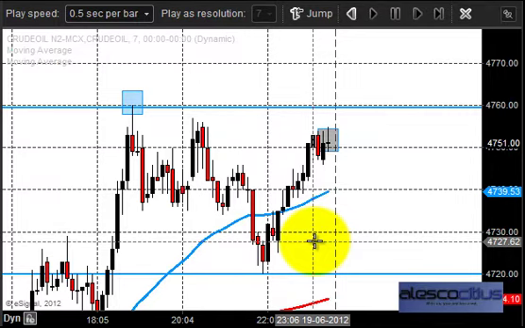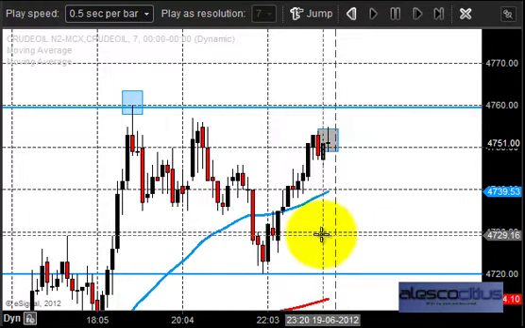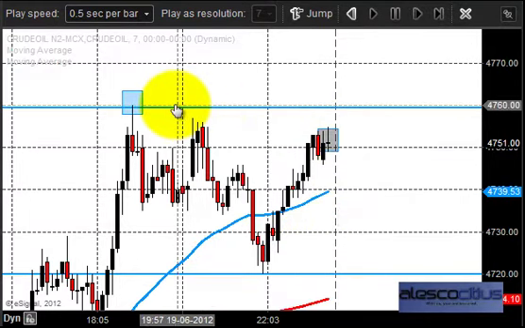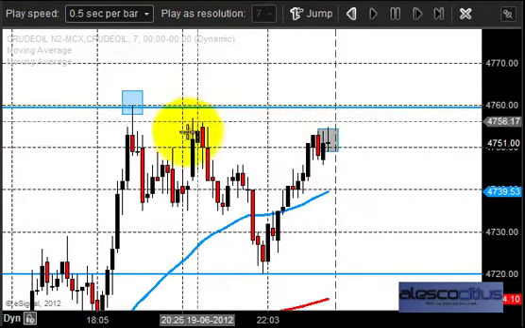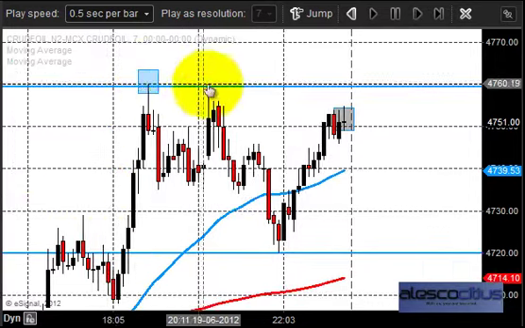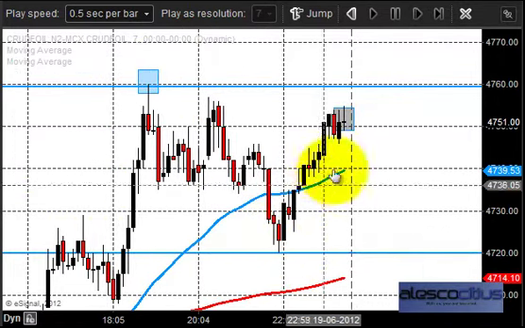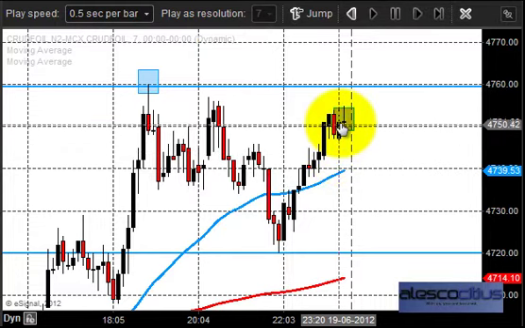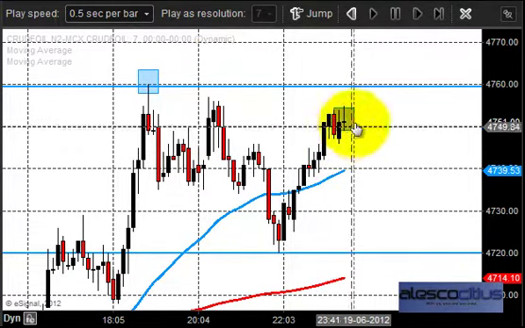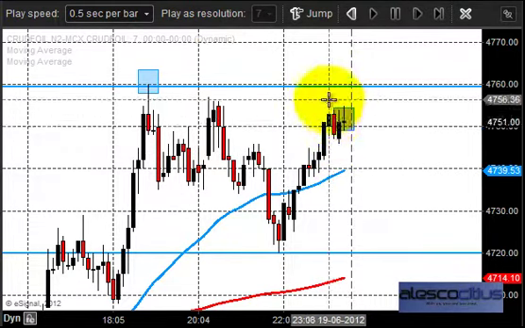You can go back and see what happened last week and also the previous week. For weeks the market has been struggling to break this 4,760, and yesterday also the market struggled to break it. But the positive thing is that the market closed near 4,760. That is going to be the positive thing in the crude market.